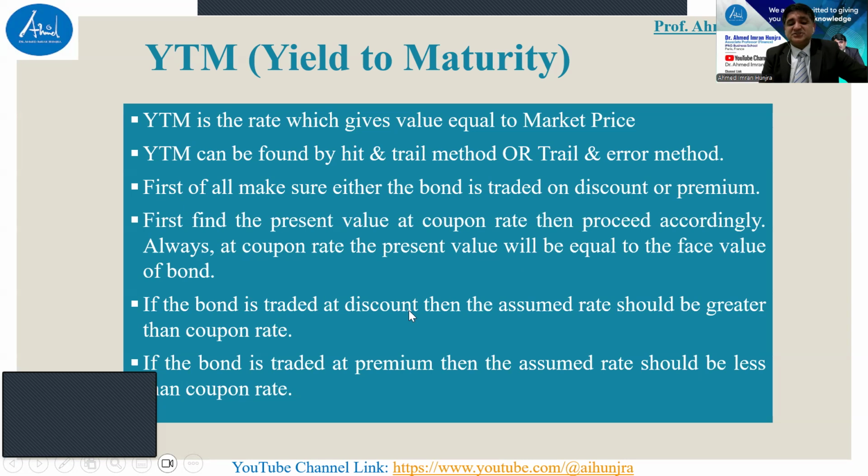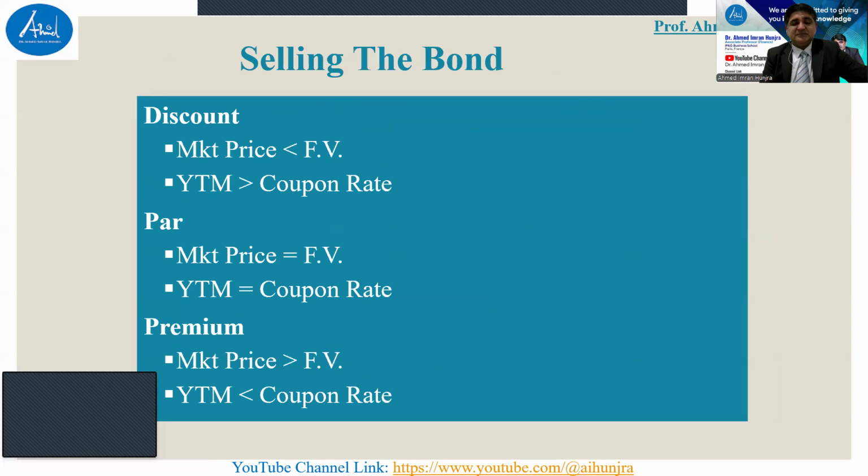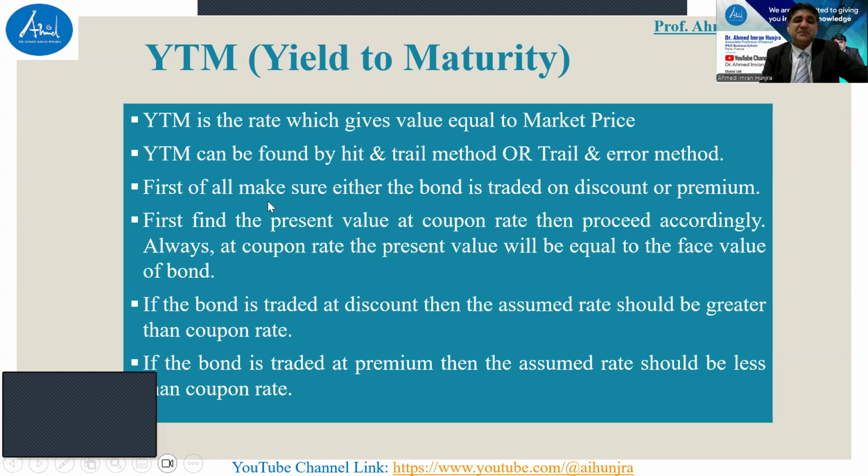If the bond is traded at a discount, then the assumed rate should be greater than the coupon rate. If the market price is less than face value, it means traded at a discount, then YTM should be greater than the coupon rate. After making sure whether the bond is traded at a discount or premium, the assumed rate should be more than the coupon rate for a discount, and vice versa. What is this assumed rate? We are going to find the YTM, and the method is the trial and error method.